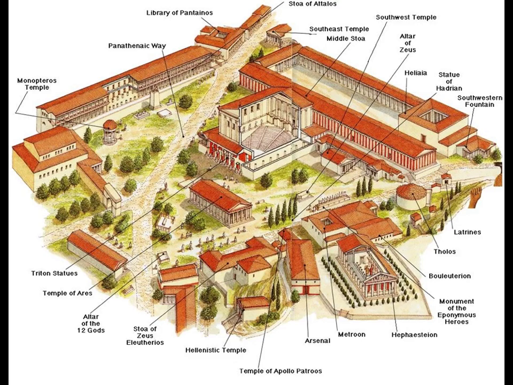This is a schematic showing you what the agora of Athens would have looked like. The agora is essentially the center marketplace of Athens, but really this is much more than a marketplace. You can see here a theater for plays. You can see here is where the assembly house would have met. There were lots of temples.